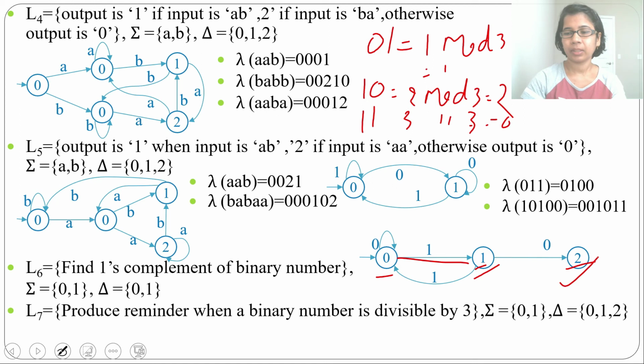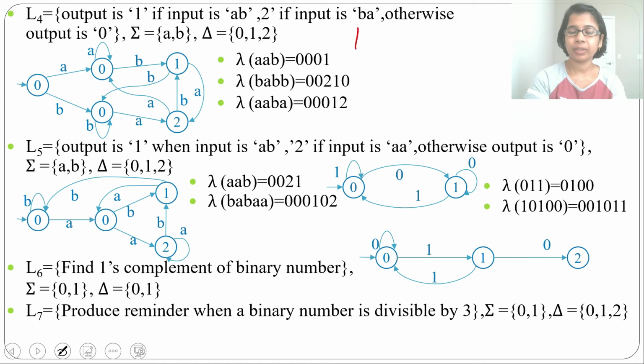Now just do it for this state with output 2. How do you reach this state? You reach this state by 1, 0. So 1, 0, 0, that is 4. 4 mod 3 will be 1. So for 0, make a transition to the intermediate state with output 1.